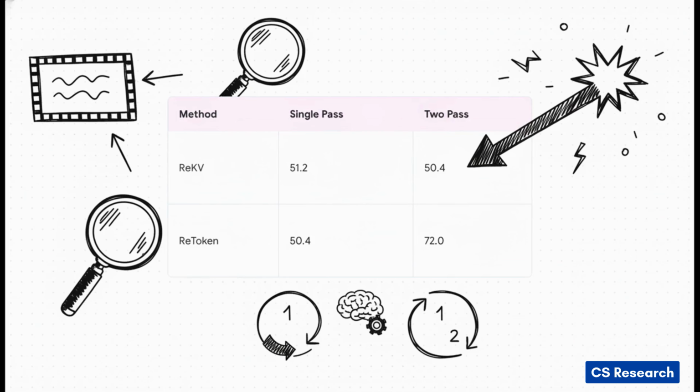The traditional ReKV method actually performs slightly worse if you force it into a two-pass system, dropping from 51.2 down to 50.4. But notice the ReToken scores on the bottom row. Without the two passes, it sits at a mediocre 50.4. But when you actually allow it to first retrieve the frames and then answer based solely on those frames, accuracy skyrockets all the way up to 72.0. It fundamentally requires that highly focused second pass to work its magic.